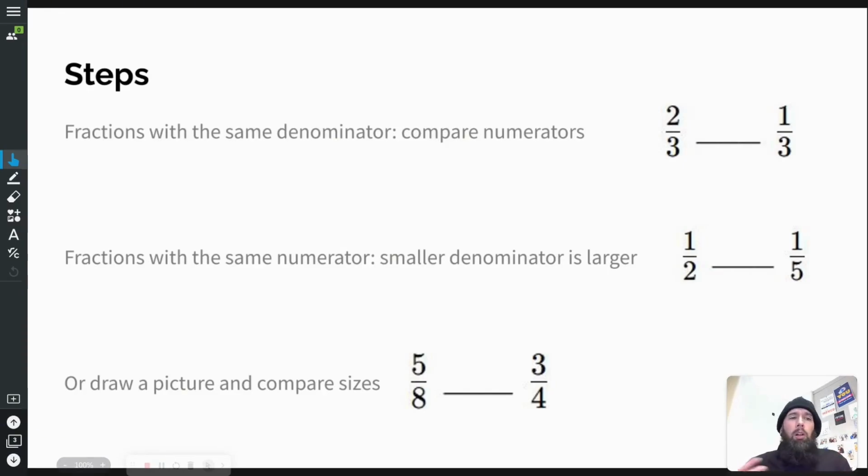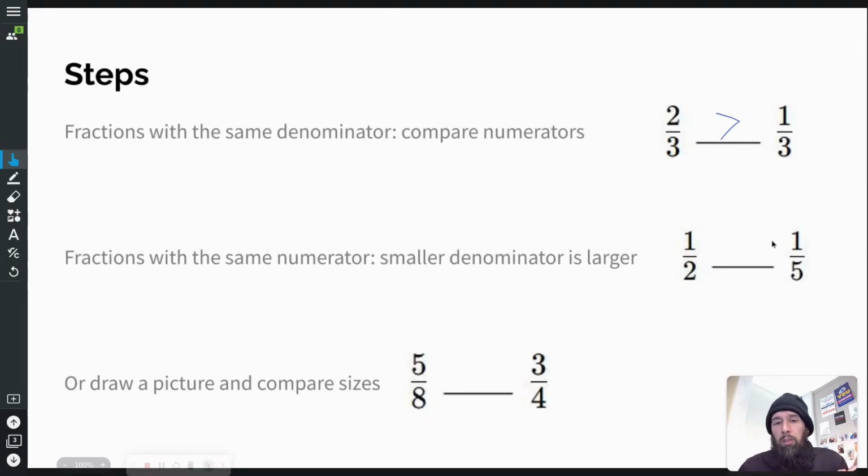Now, there's 3 things that we're going to look at. Fractions with the same denominator, the number on the bottom of the fraction bar. When you're given 2 fractions where the denominator is the same, you're going to compare the numerators. If you have a larger number in the numerator, that means that one's bigger. So since 2 is greater than 1, 2 over 3 is greater than 1 over 3. If the denominators are the same, you just do is greater than or less than based off of the numbers in the numerator.